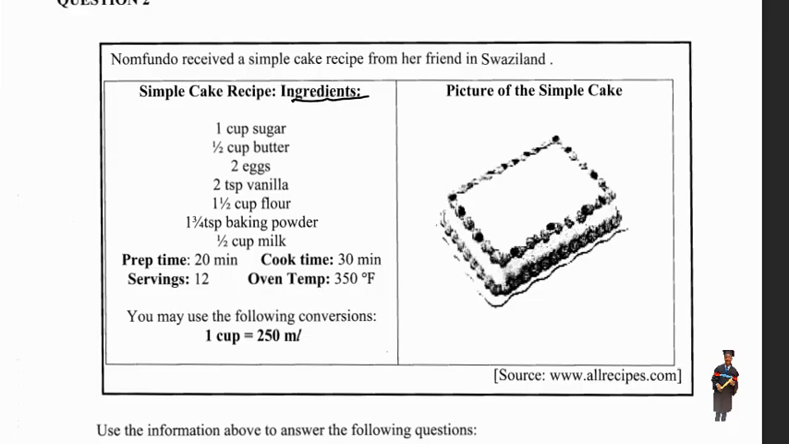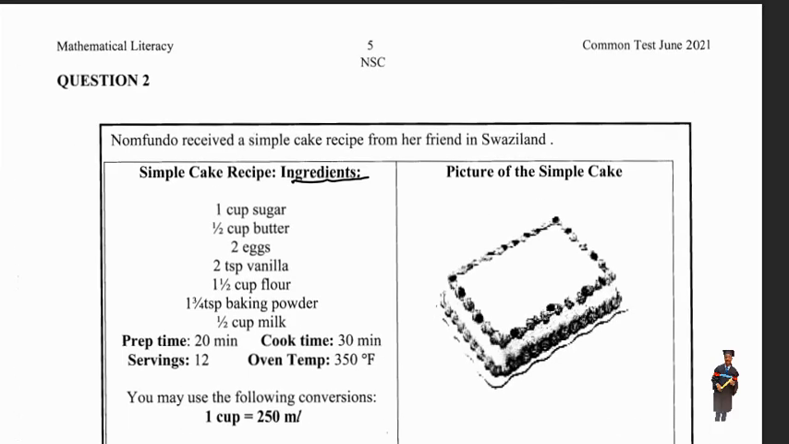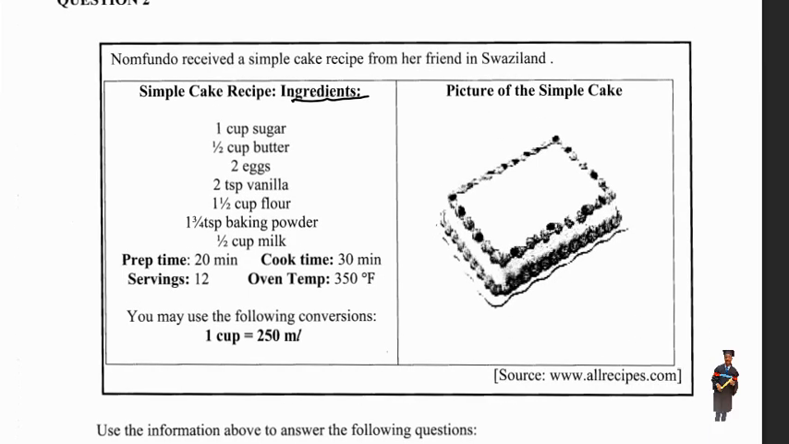The cake serves 12 people and the oven temperature is 350 Fahrenheit, okay? You may use the following conversions. 1 cup is equals to 250 milliliter. That's all that we have been told. So here is the picture of the cake.